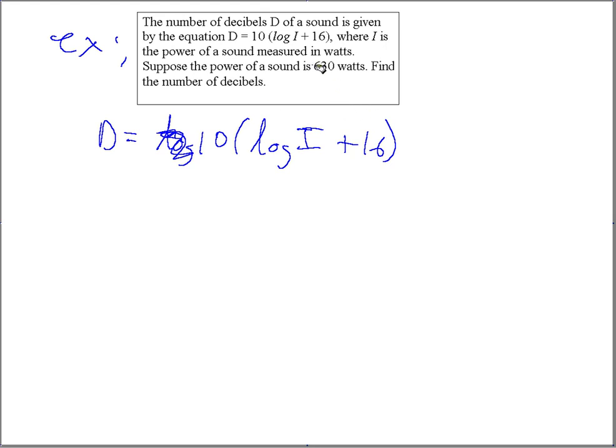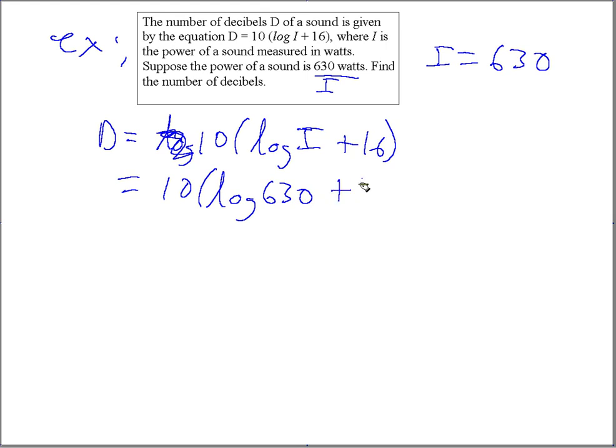So it's a pretty simple problem. Basically, you're given the I right here. This is my I, so I is equal to 630. Just plug it in to get the number of decibels. So this is going to be 10 times log, what's the base of this? Common logarithm, right? If it's not stated, it's base 10. So use the log button on your calculator. Log of what? 630 plus 16.